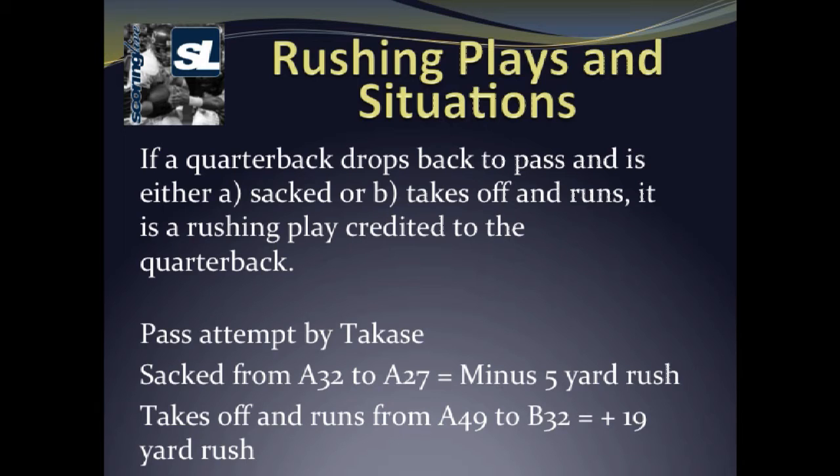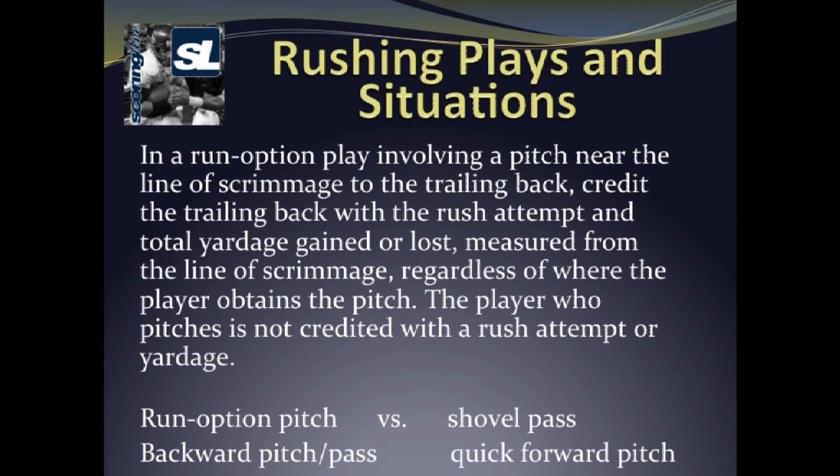On the run option play involving a pitch near the line of scrimmage to the trailing back, you're going to credit the trailing back with the rush attempt and the total yards gained or lost, measured from the line of scrimmage regardless of where the player obtains the pitch. The player who pitches is not credited with a rush attempt or yards. So we have the option play, the quarterback starts going down the line, gets the defender, pitches the ball to the trailing back. The trailing back is credited with plus or minus yards. The quarterback does not get any yards on that particular play.